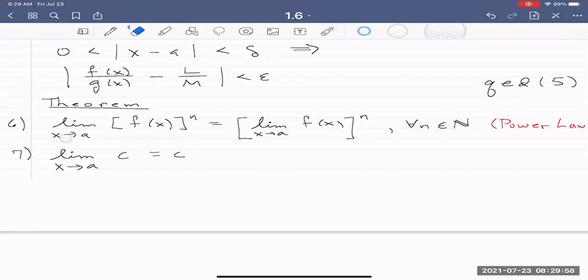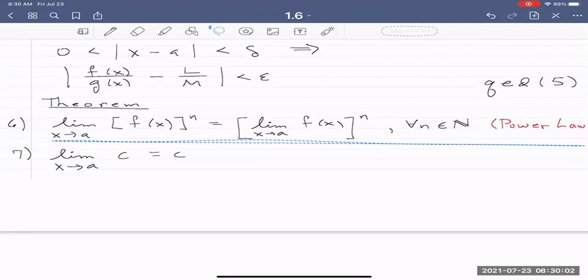So 6. The limit as x approaches a of f of x to the power n is equal to the limit as x approaches a of f of x, in quantity, all raised to the power n. And this is true for any natural number exponent n.